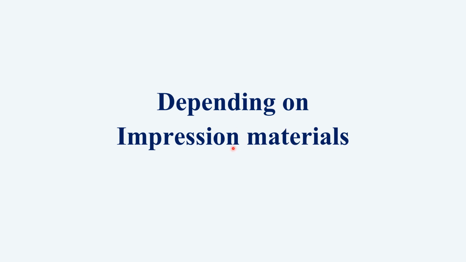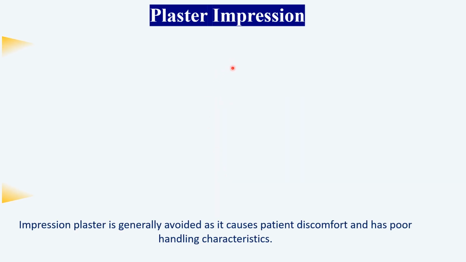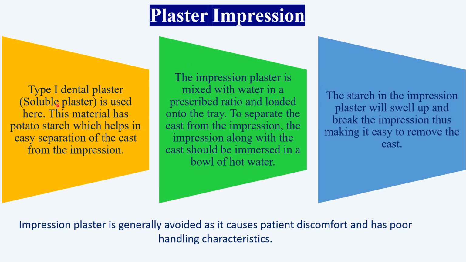Next we have classification depending on the impression materials. This is towards the last of the classification. We have plaster impression. Type 1 dental plaster, which is soluble plaster, is used. This material has potato starch, which helps in easy separation of the cast from the impression. That's why it is called a soluble plaster. That is type 1 dental plaster.